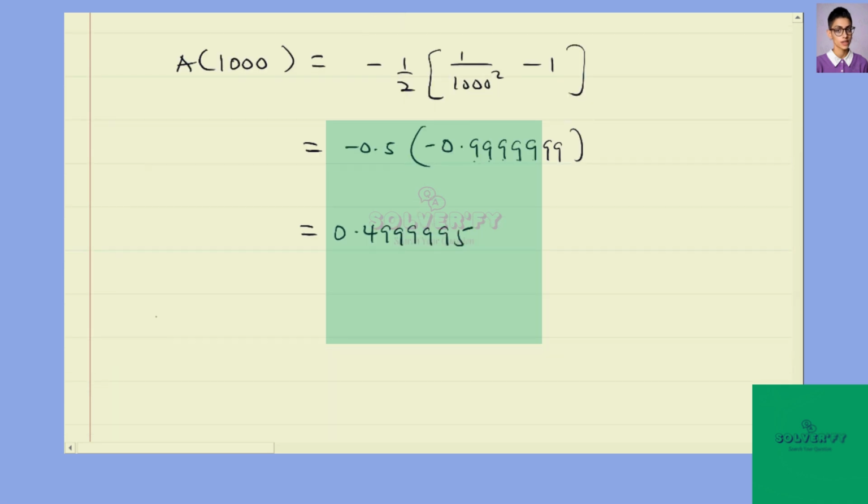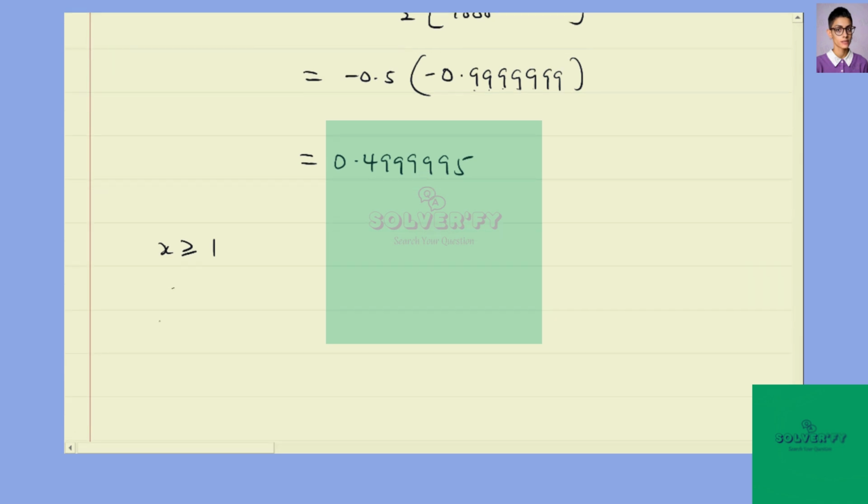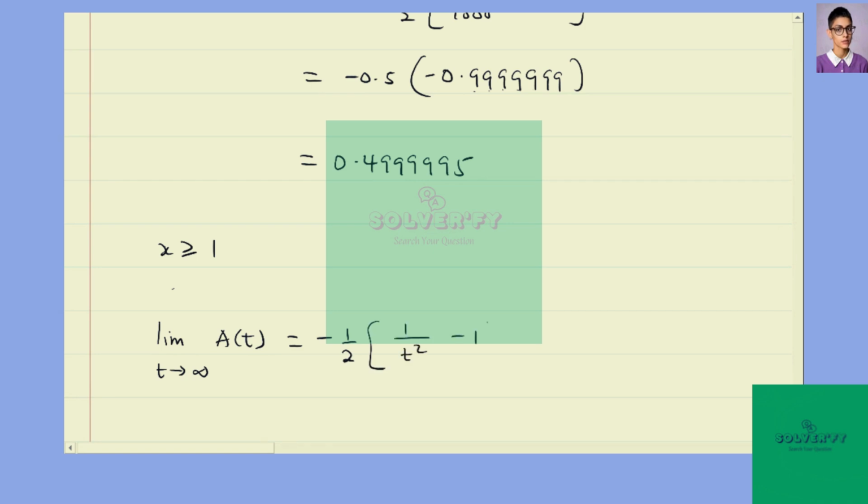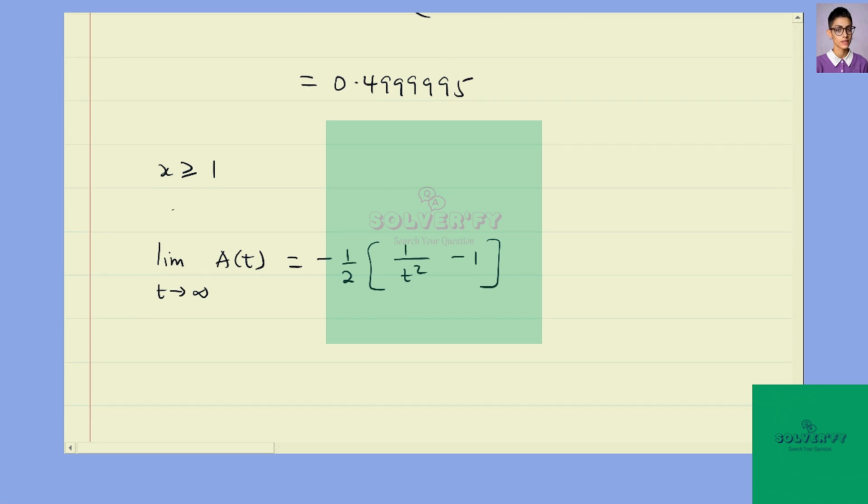So we've been asked to find the area as t is greater than or equal to 1. Here we have the limit as t approaches infinity of the area. So here we have the half out, and let's introduce the limit here as well.